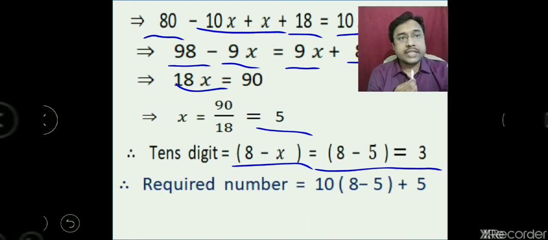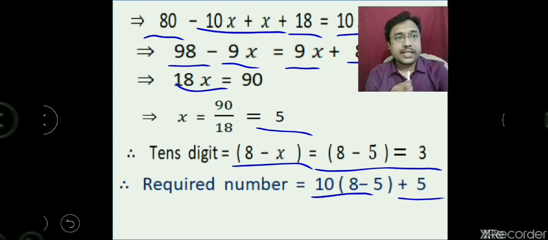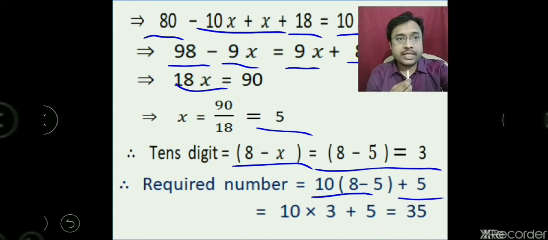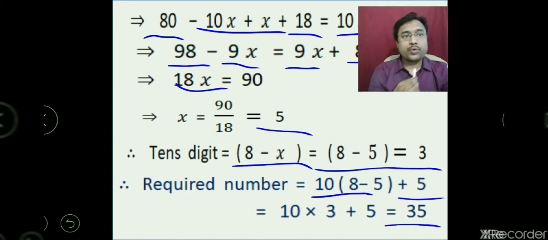Required number is 10 into tens digit plus unit digit. So 10 into (8 minus 5), meaning 10 into 3 plus 5, is 35, the required number. 10 into 3 is 30, plus 5, 35. So I hope you have understood from here.